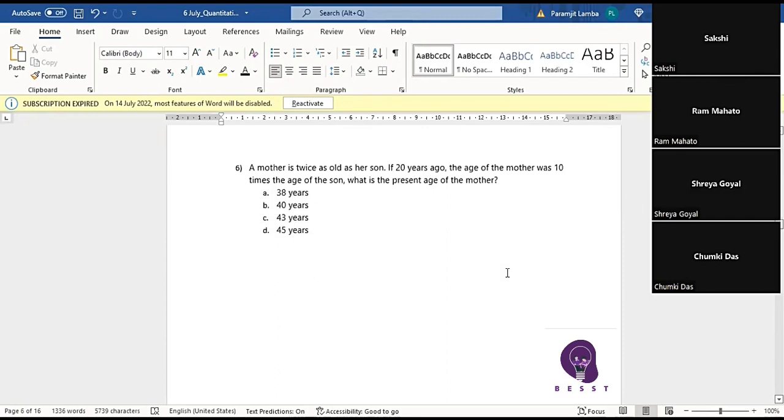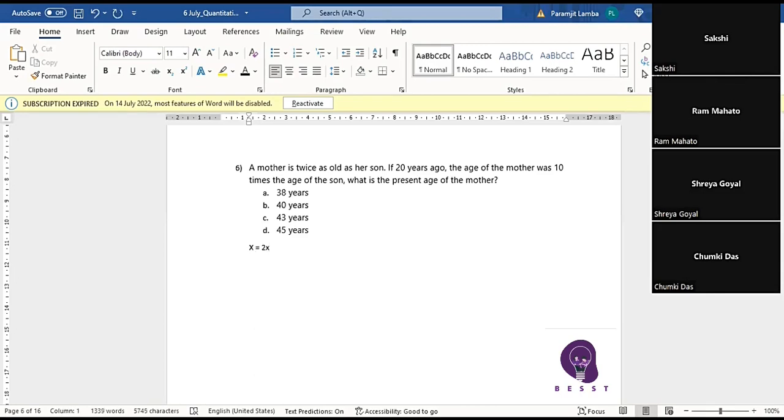Now, you might need your pen and paper for this. A mother is twice as old as her son. If 20 years ago, the age of the mother was 10 times the age of the son, what is the present age of the mother? We will take son is x, so mother is 2x.